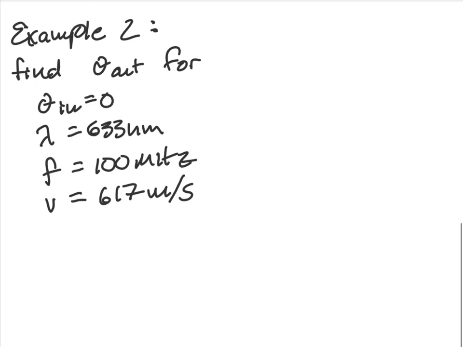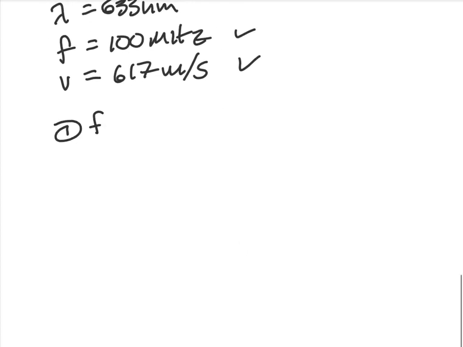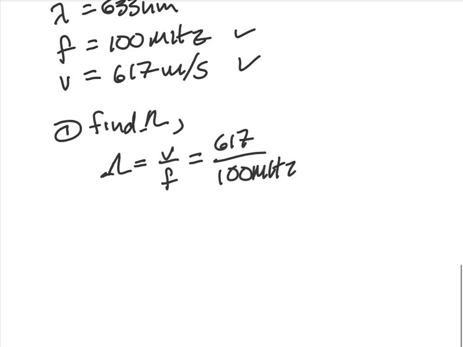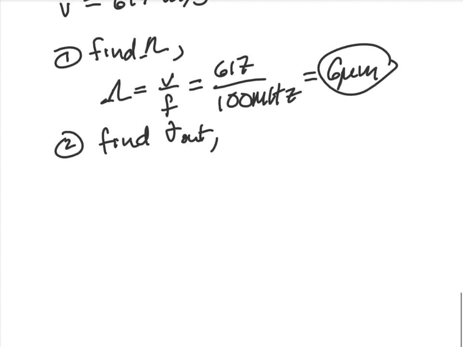For another example, now let's take it a step further and find the output angle of diffracted light. If light is coming in at 0 degrees, it's red, and we have a 100 megahertz signal at 617 meters per second. So the first thing we do is we find big lambda, just the way we did before. The numbers are actually all the same in this case, so we know that the spatial period is 6 microns. So we'll just put that in our pocket. The next thing we need to do is find the output angle.